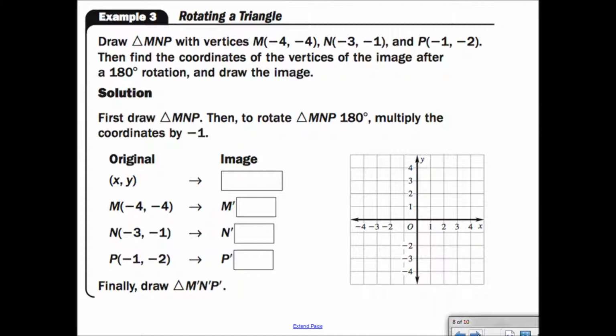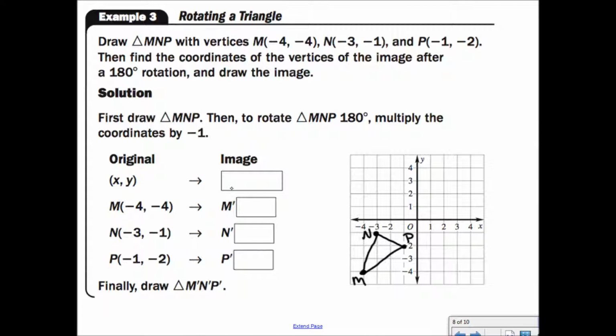Draw triangle MNP with vertices. Then find the coordinates of the vertices of the image after a 180-degree rotation and draw the image. So first we will begin by drawing triangle MNP, 4, negative 4, negative 3, negative 1, negative 1, negative 2. Connect the dots. So this was M, N, and P.